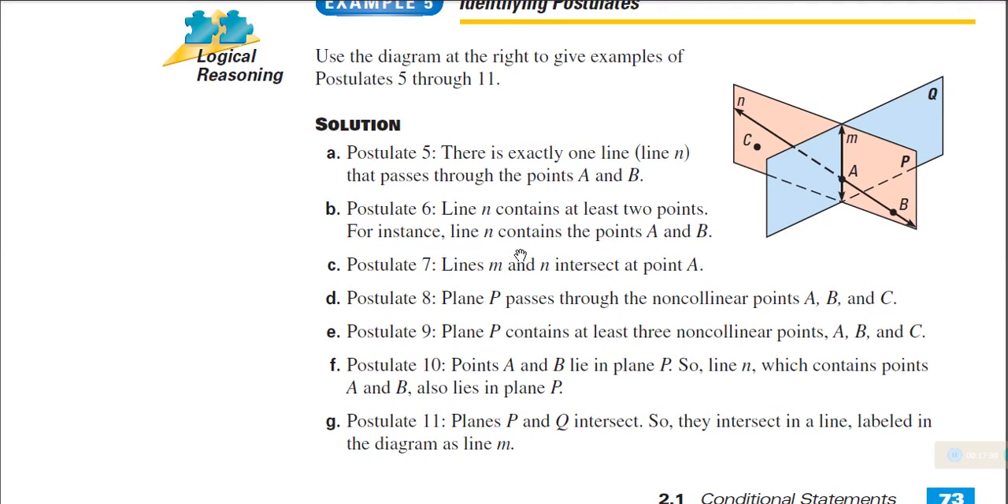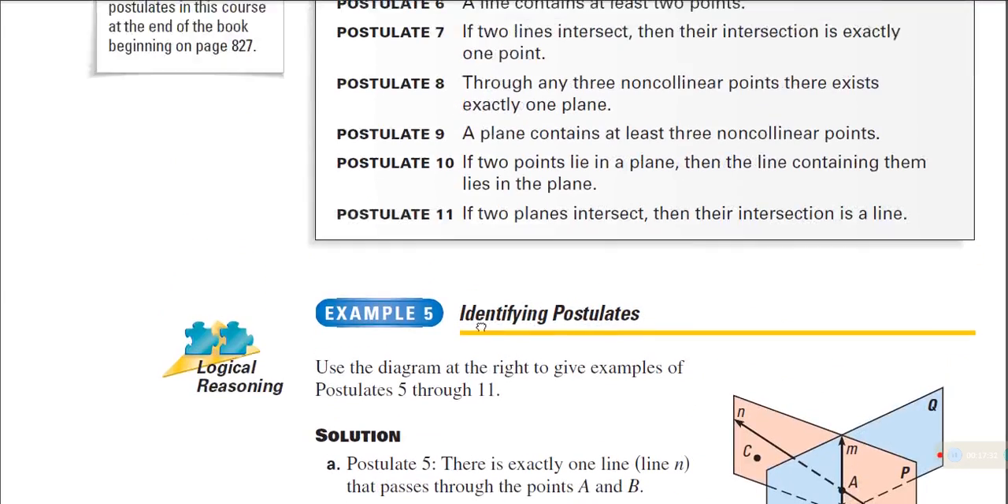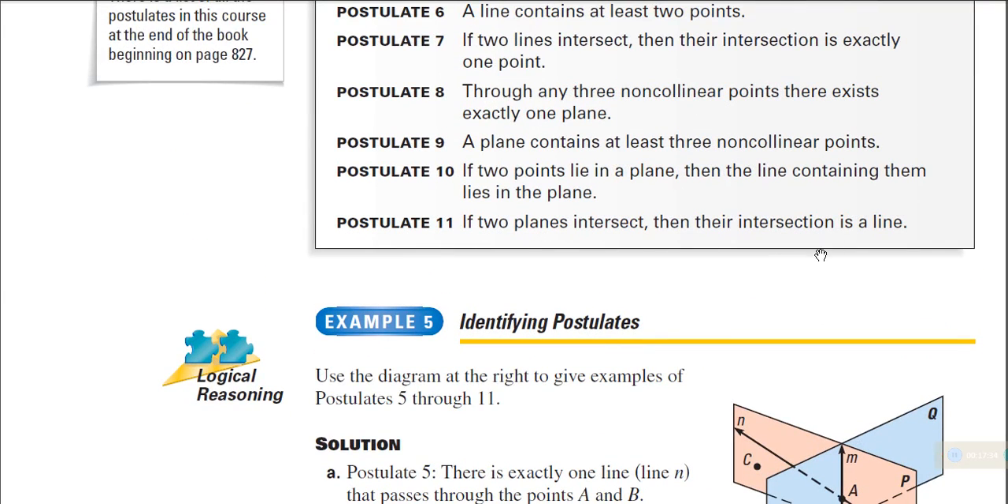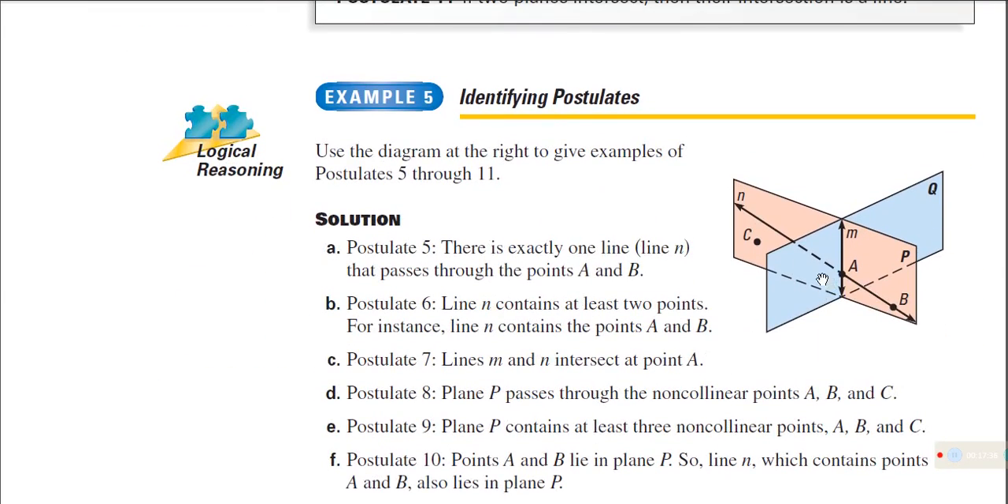Okay. So, let's go to postulate 11. If two planes intersect, their intersection is a line. So, nag-intersect si plane P at saka si plane Q. Itong pink at saka itong blue. So, their point of intersection is line M, which passes through A. Okay?